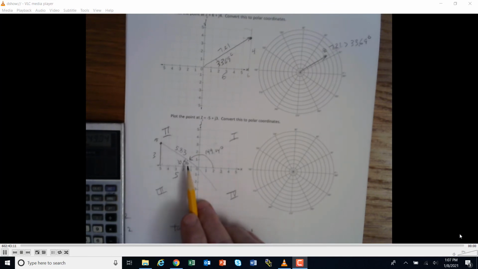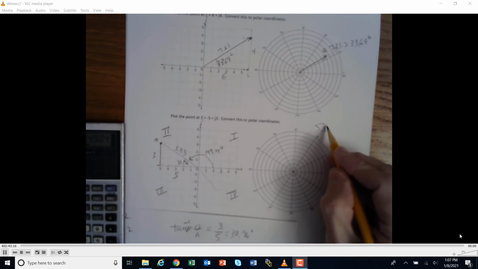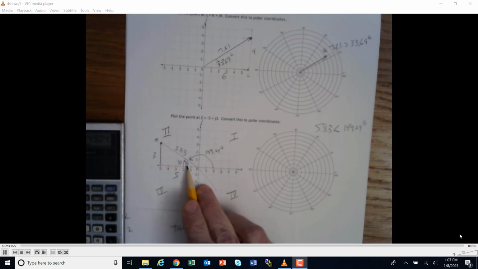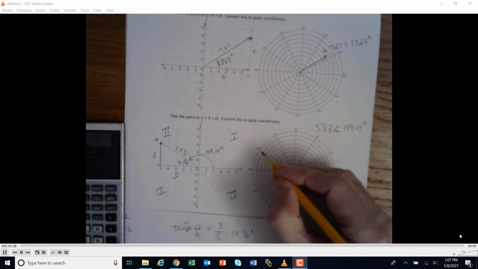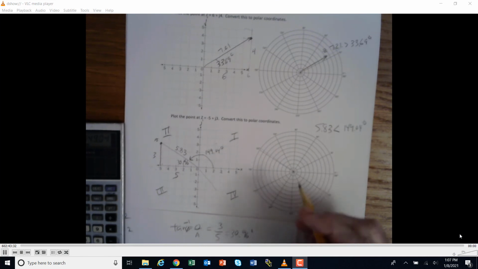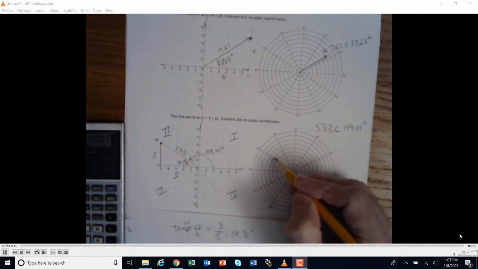But what we have is 5.83 at an angle of 149.04 degrees, not 30.96 degrees, 149. So what are we going to do? Here's 120, here's 150. It's about 150. I'm just going to draw a light line kind of next to it because it's pretty close, and I'm going out 5.83. 1, 2, 3, 4, 5, 6. It's a little bit less.